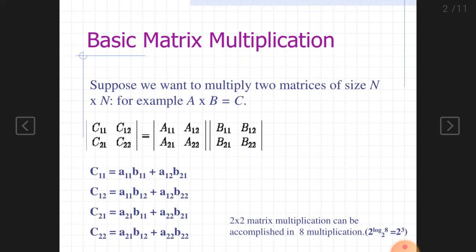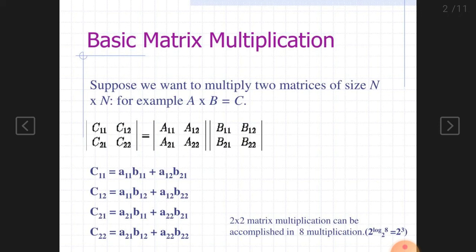Now see, if you represent this, assume a 2 cross 2 matrix, so there are the values c11, c12, c21, c22, and you want to multiply a11, a12, a21, a22 with b11, b12, b21, b22. So for these two matrices, the value of c11 will be a11 into b11 plus a12 into b21. So a11, b11 and c11 are nothing but some values, not matrices.